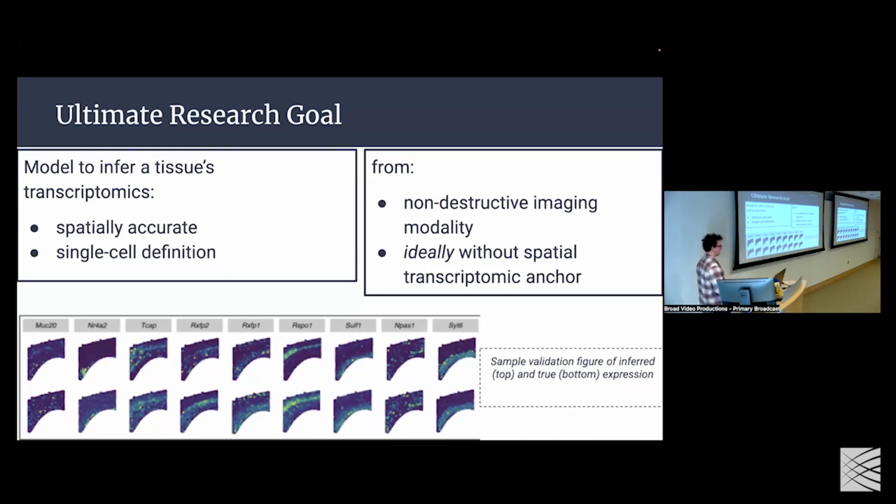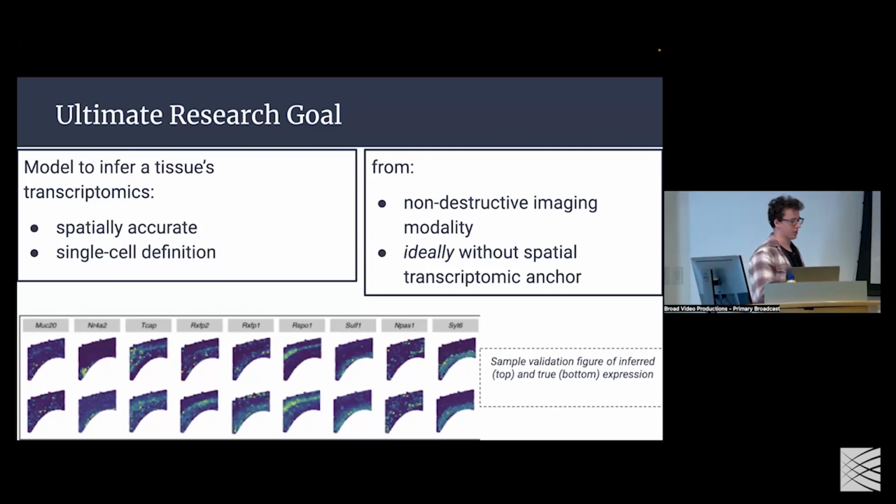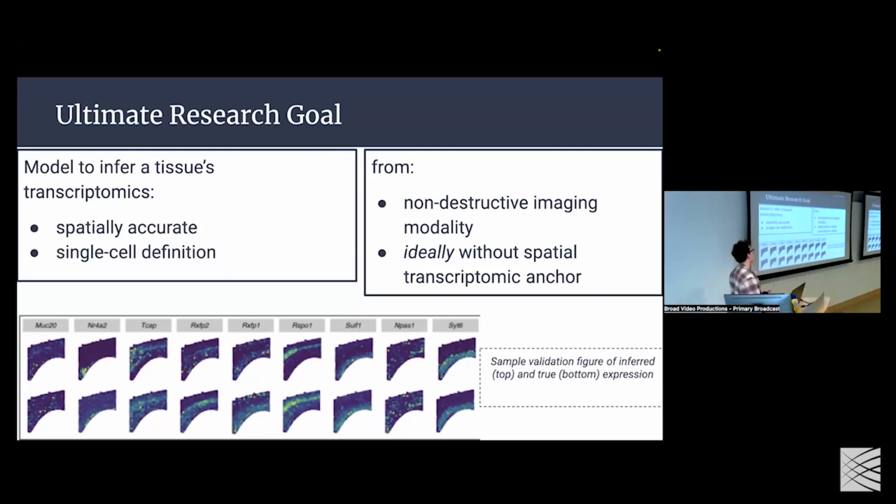Of course, bulk RNA sequencing doesn't have this. We don't really have that information. It gives rise to spatial transcriptomics. So we'd like to see spatial information in a tissue's transcriptomic data. We'd also like to see single cell definition. More or less, this allows us to define cell types. A very obvious reason that you'd want to have high resolution in this respect. And we'd like to get this from imaging data that is as non-destructive as possible.